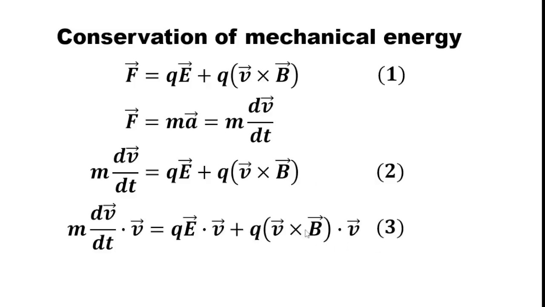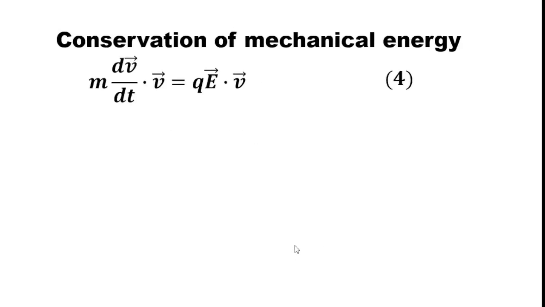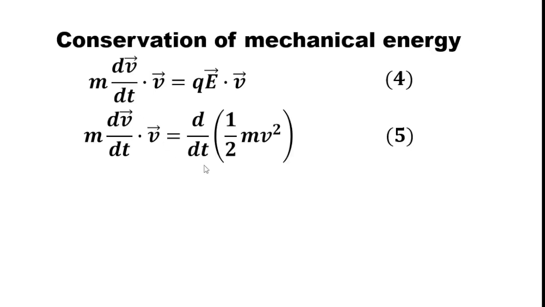The last term in equation 3 is equal to 0 because it is the dot product of two perpendicular vectors. Setting this term equal to 0, we obtain equation 4. On the left hand side, we see this term m times time derivative of v dot v. It is equal to the time derivative of half m v square.